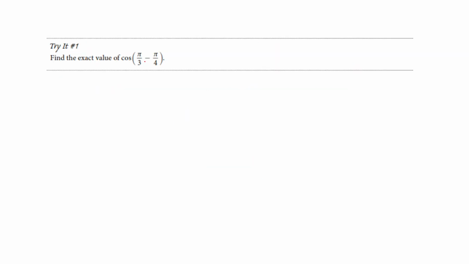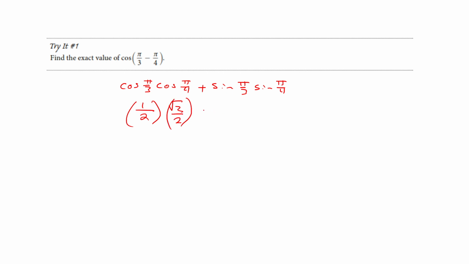Okay, so let's do it again. We have the difference of two angles, and we know these angles. They're all on the unit circle. So we can do cosine of pi over 3, cosine of pi over 4. It's the opposite sign, sine of pi over 3, sine of pi over 4. Okay, so this is a 60-degree angle that is going to be 1/2. This is radical 2 over 2. So you can just read these off the unit circle. I'm trying to do all these by memory, so I hope I don't screw up.